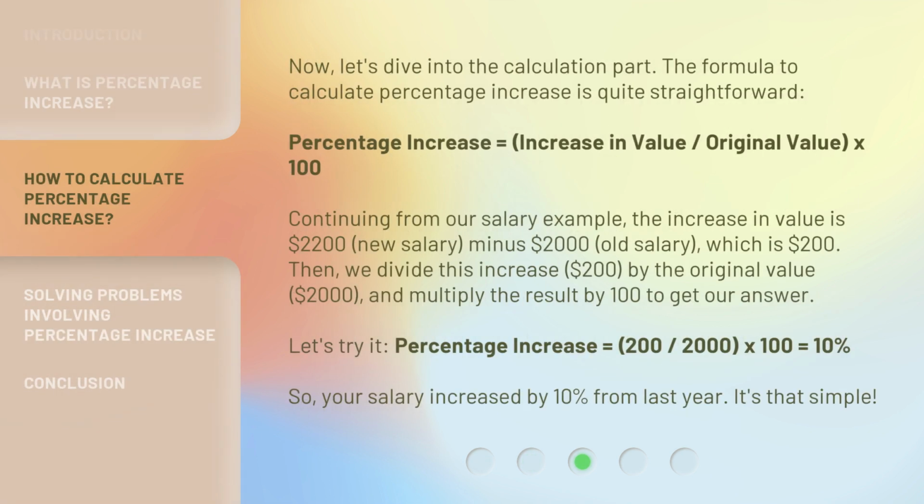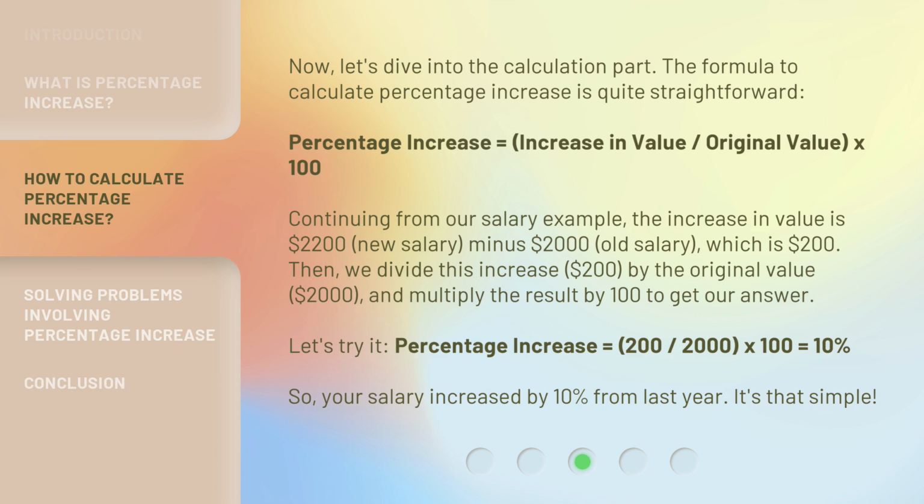Now, let's dive into the calculation part. The formula to calculate percentage increase is quite straightforward. Percentage increase equals increase in value divided by original value, times 100. Continuing from our salary example, the increase in value is $2,200, the new salary, minus $2,000, the old salary, which is $200.